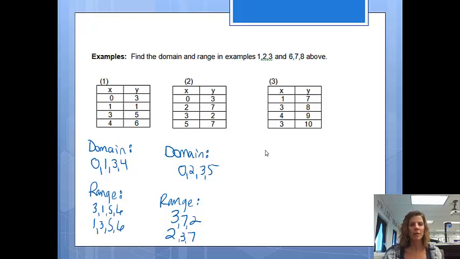At this point, I would like you to pause the video and find the domain and range of number 3, and then come back and see how you did. All right, the domain in number 3 is a listing of all the x values. So I have 1, 3, 4, and I'm not going to list the 3 again. And for my range, it's a listing of all the y values, which will be 7, 8, 9, and 10, and that's all there is to it.